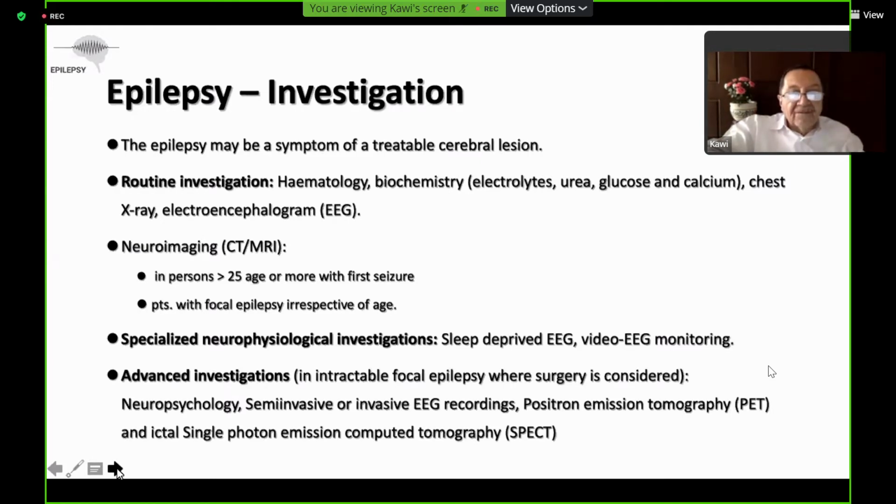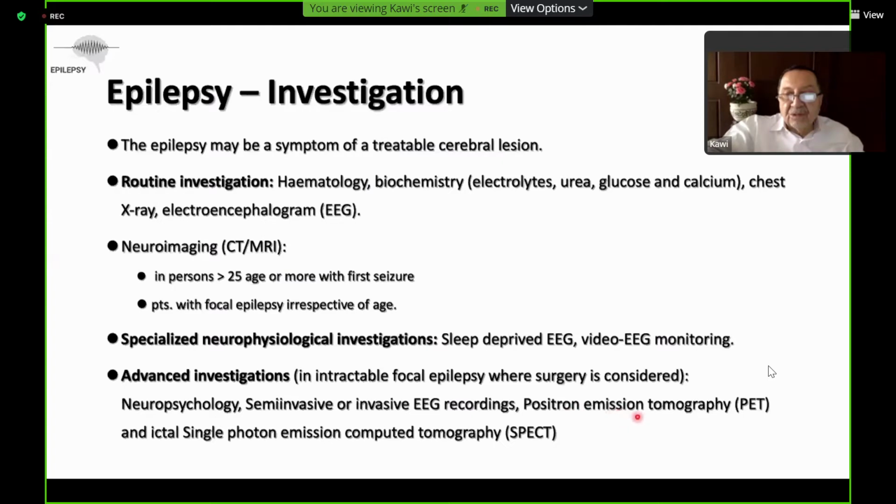So the advanced investigation in intractable focal epilepsy, we do neuropsychology, we do semi-invasive or invasive EEG recording, where we place electrodes on the surface of the brain or in the depth of the brain. So sometimes we do positron emission tomography.